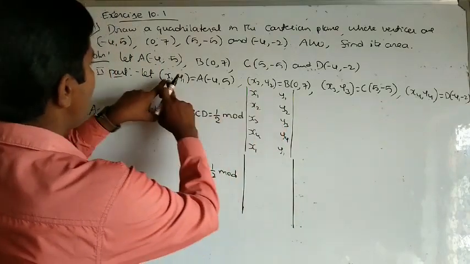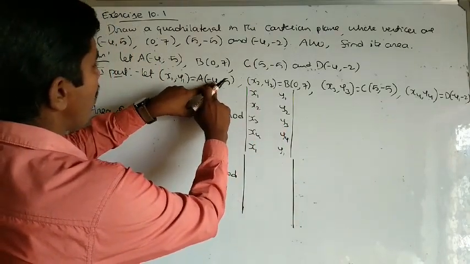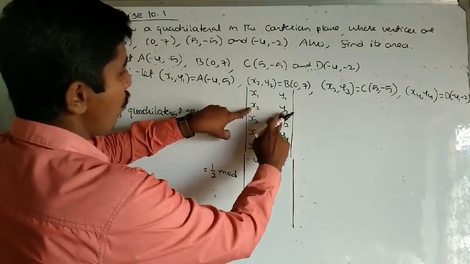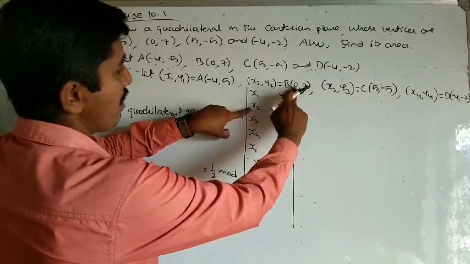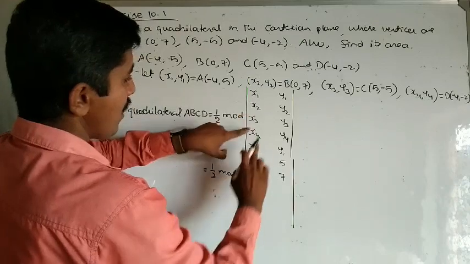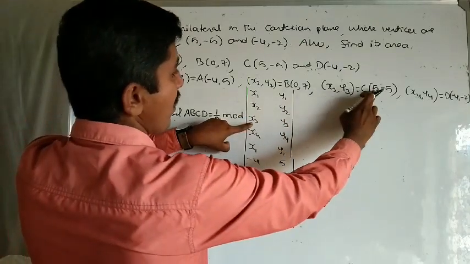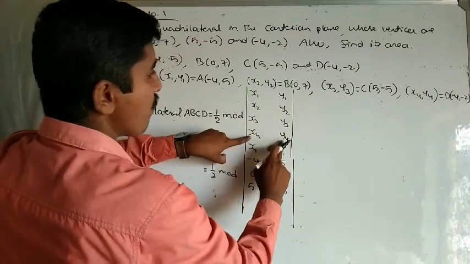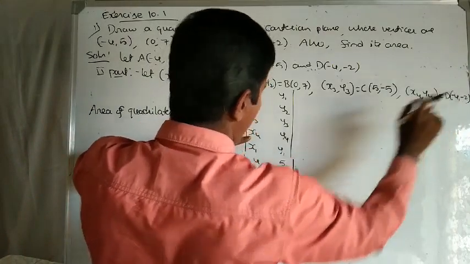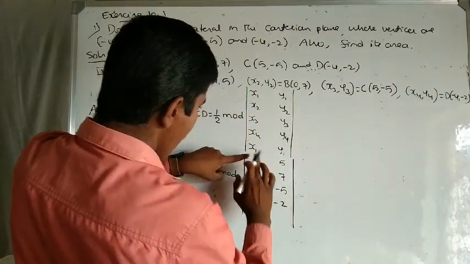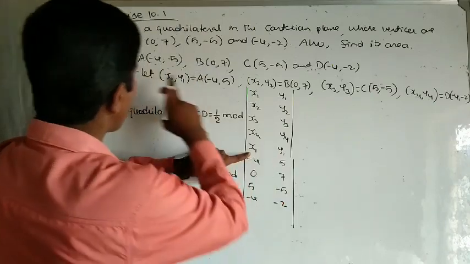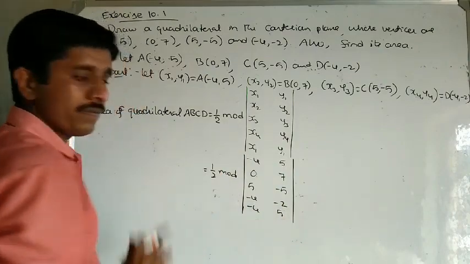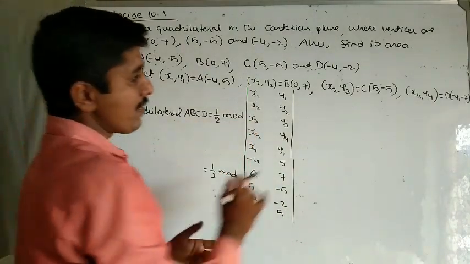First point coordinates x1, y1: minus 4, 5. Next, second point coordinates x2, y2: 0, 0. Third point coordinates x3, y3: 5, minus 5. Fourth point coordinates x4, y4: minus 4, minus 2. Again first point coordinates x1, y1: minus 4, 5. You give an arrow mark like this.